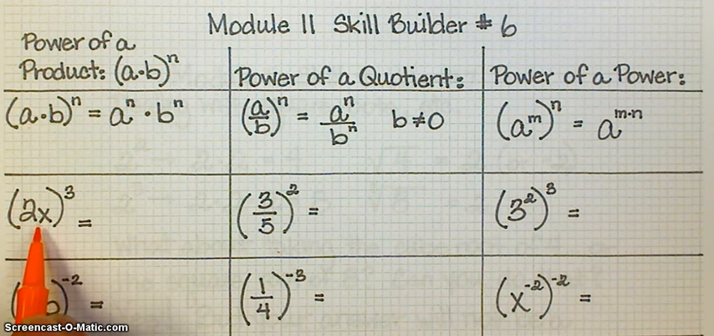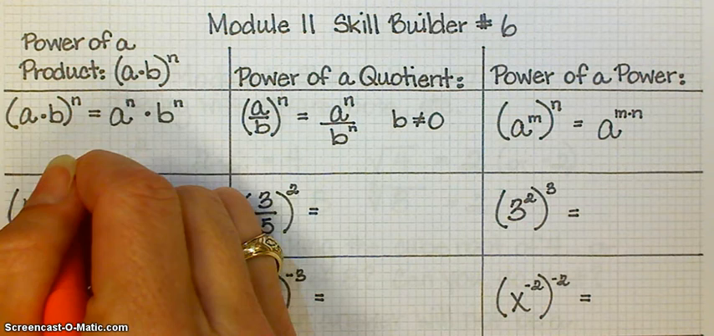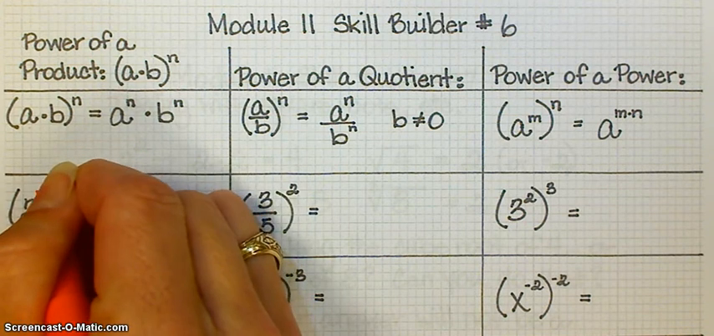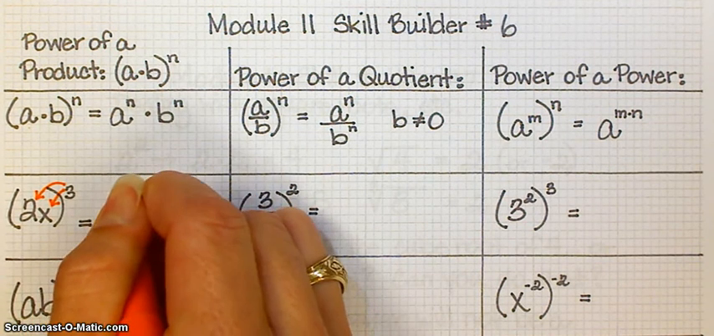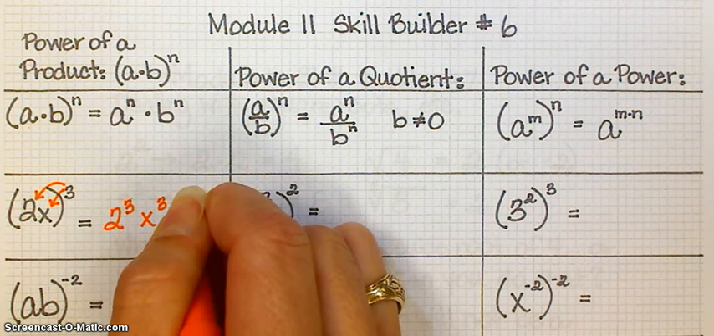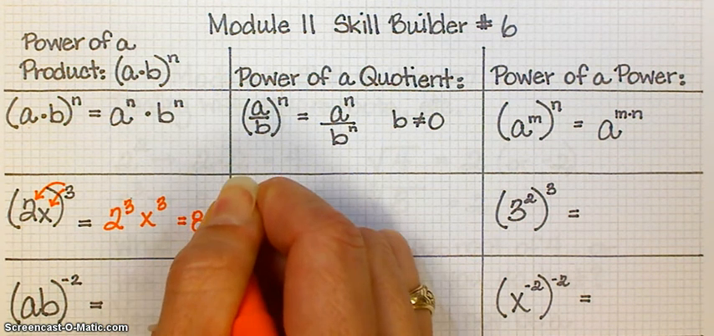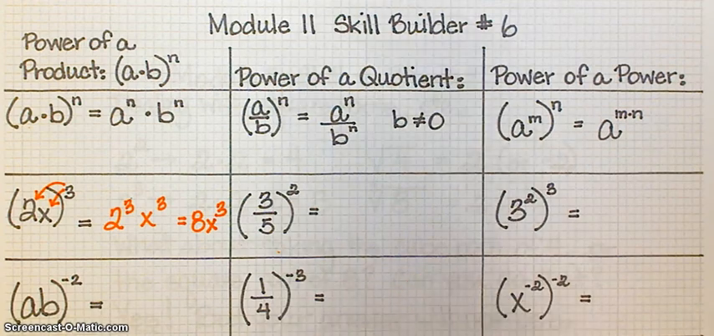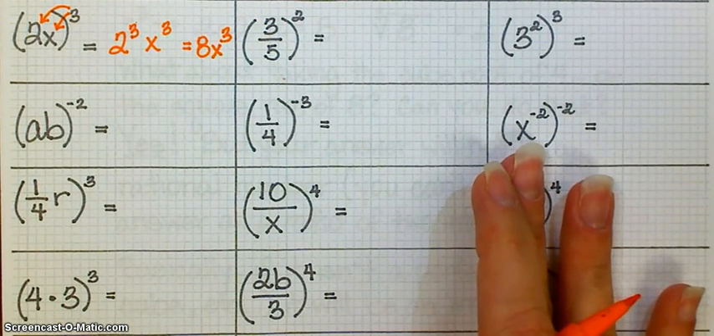Let's do this one. 2x is inside the parentheses to the third power, so that third power applies to both the 2 and to the x. So what you wind up having is 2 to the third times x to the third. And if you can simplify that, 2 to the third is 8, so that would be 8x to the third.